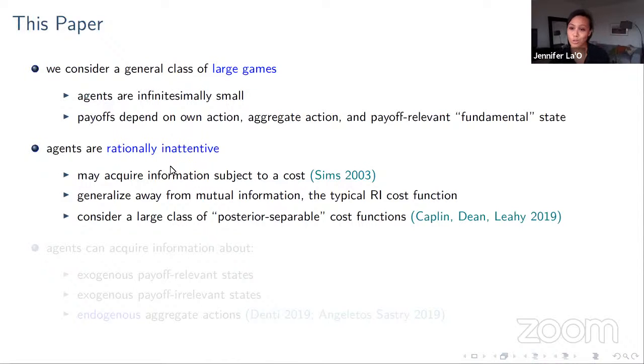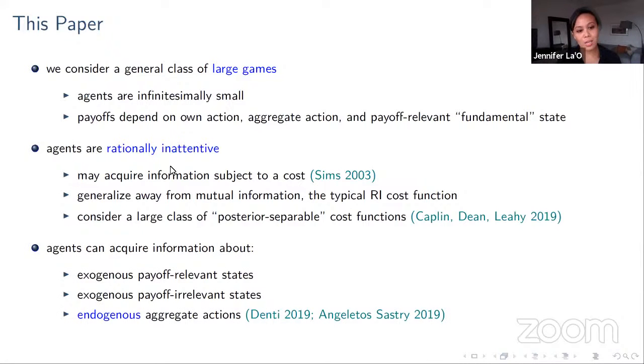And this larger class of cost functions are what are called posterior separable cost functions by Kaplan, Dean, and Leahy. And they will show that they nest mutual information as well as many other information costs that people have thought of. Okay, and then in this framework, we're going to allow agents to acquire information about the payoff relevant state, in addition to that, also payoff irrelevant states.